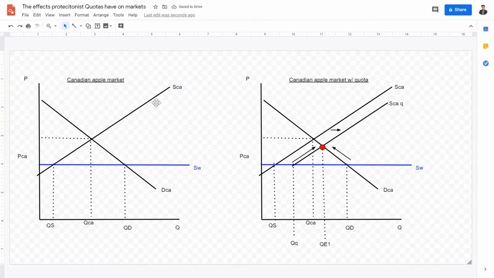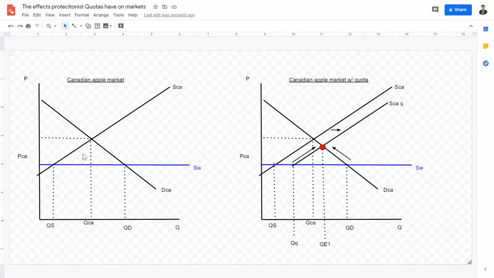So we have the domestic producers, the domestic consumers, the domestic supply, the domestic demand. We have the international or the global world supply, which is SW right here. And we have illustrated that the consumers in Canada import more apples than they produce because they have a comparative disadvantage in the production of apples.